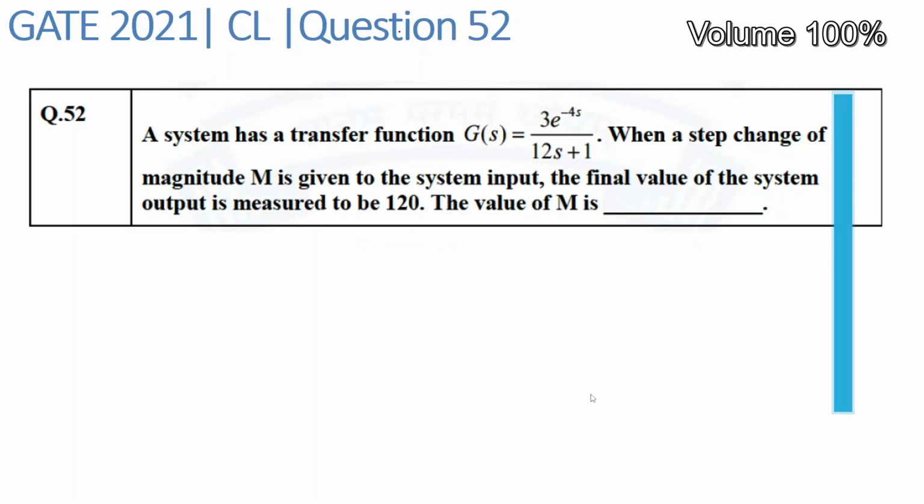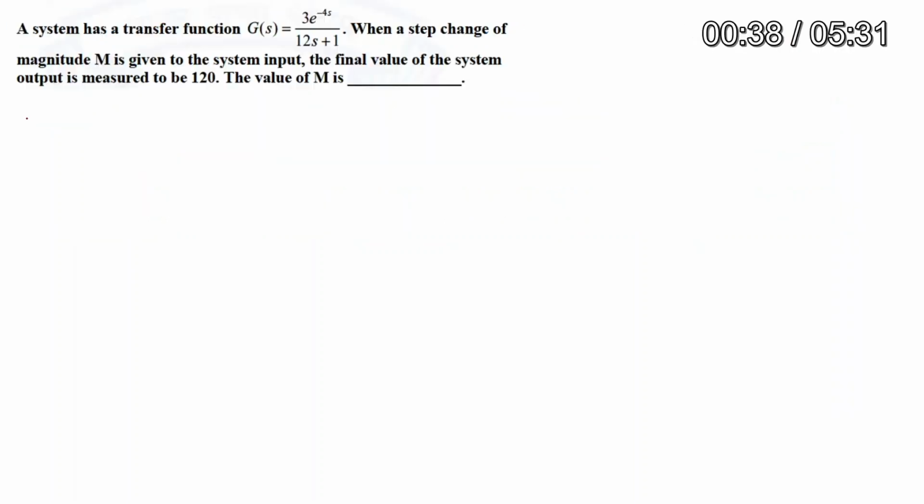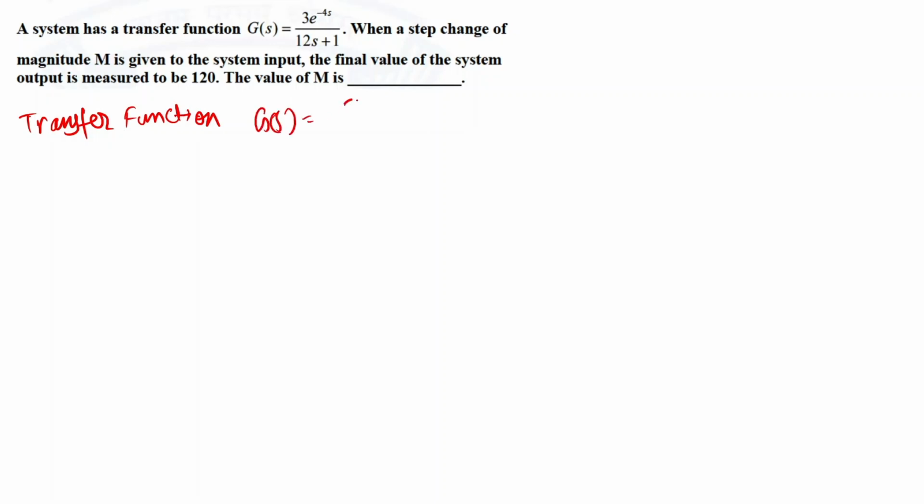Hello everyone. We are solving a process with the transfer function G(s) = 3e^(-4s)/(12s+1), and then we are giving a step change of magnitude m to the system input.